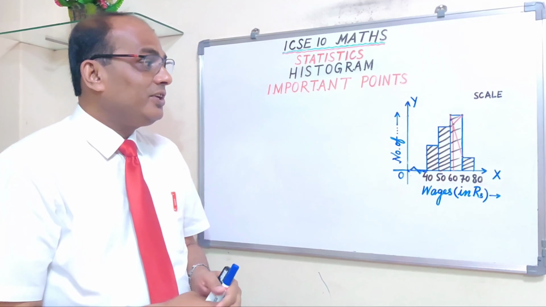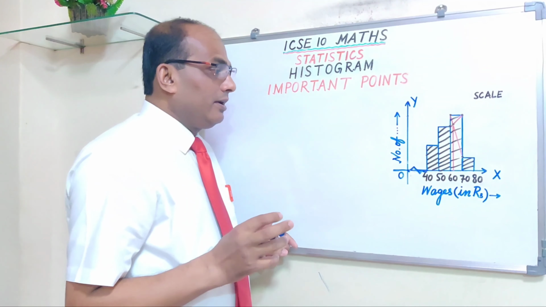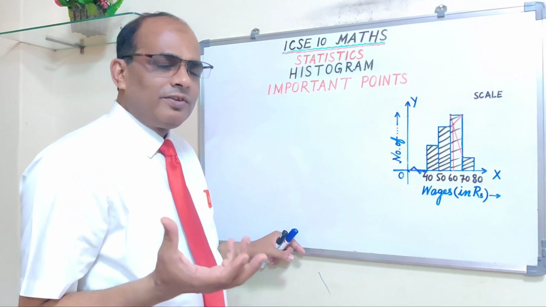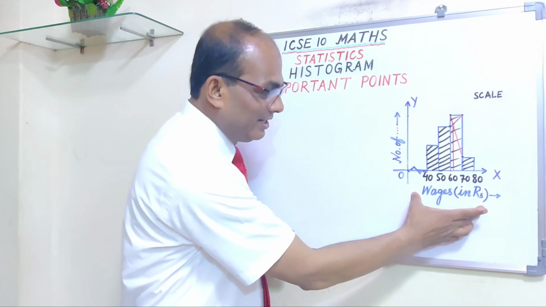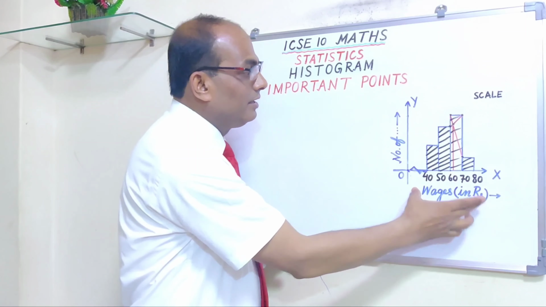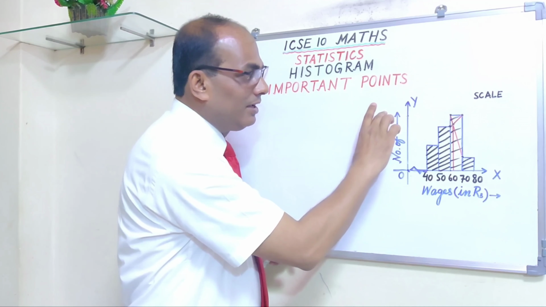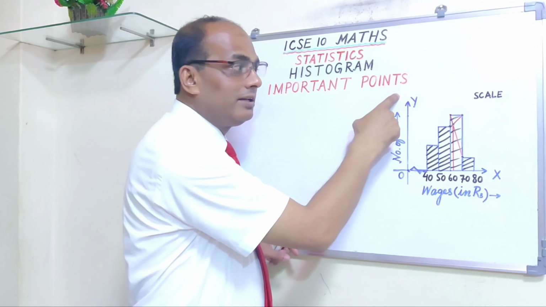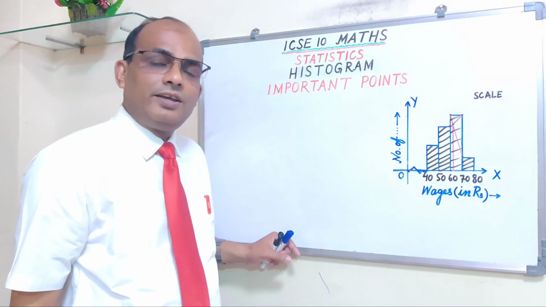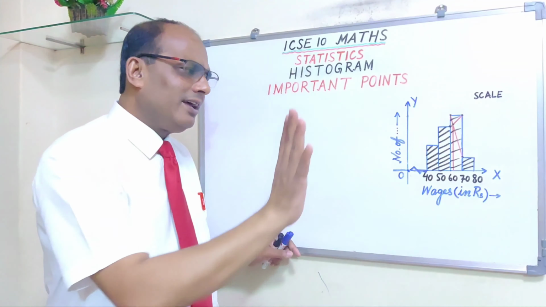Now what are the things that children don't write? In some cases, let me tell you, I have seen in many cases, the child does not write down this. The child doesn't write down X. The child doesn't write down Y. In some cases, the child doesn't write down scale. Alright, so please write down everything.